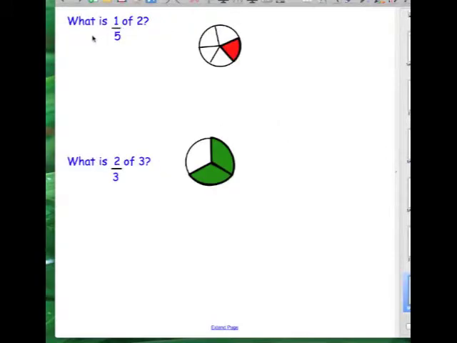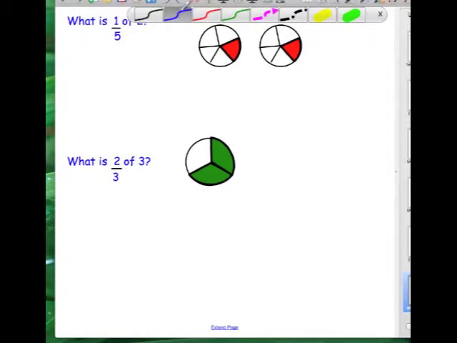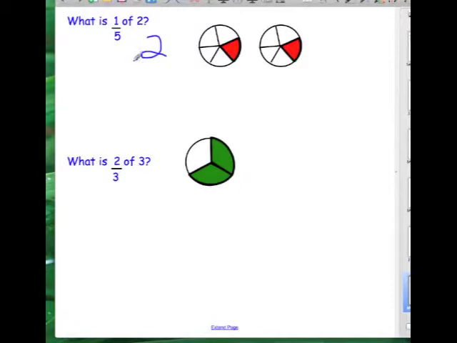Let's use the addition model for these next two examples. What is 1/5 of 2? So we make two circles, divide it into fifths, and we fill each one with 1/5, and then we just add it together. So we see there's 1, 2, 2/5. So we see that 1/5 of 2 equals 2/5.